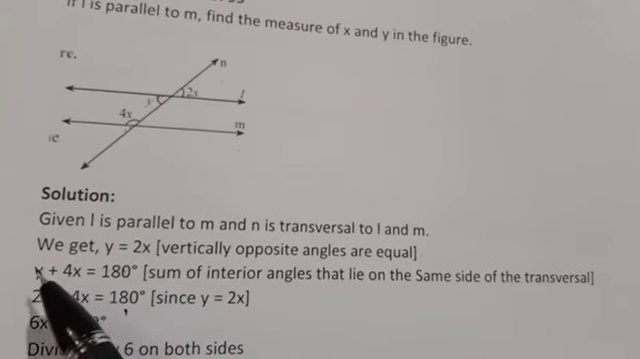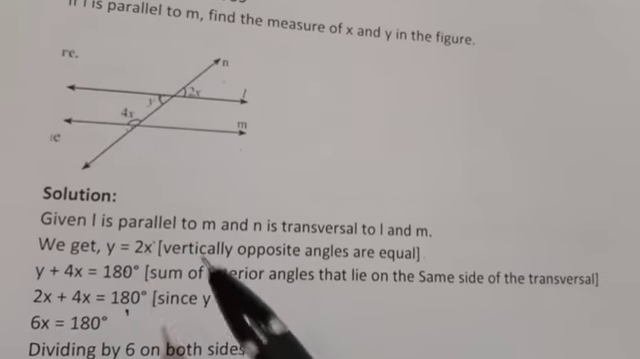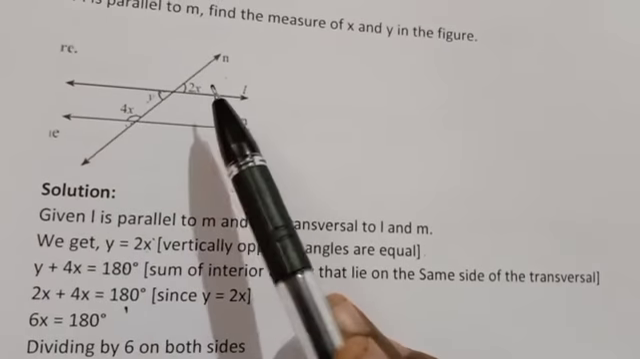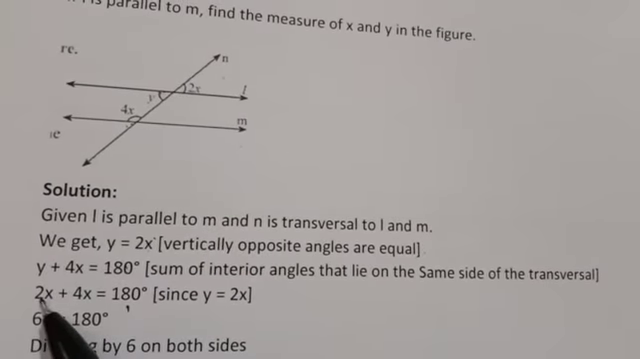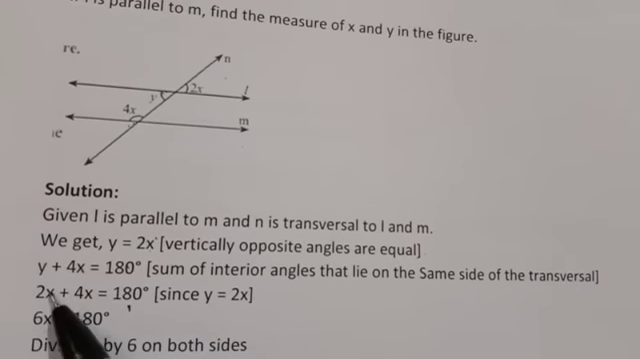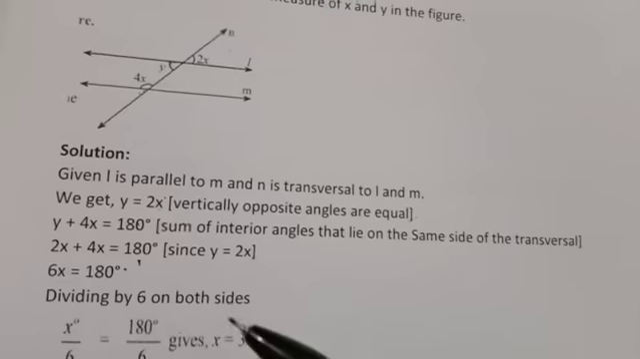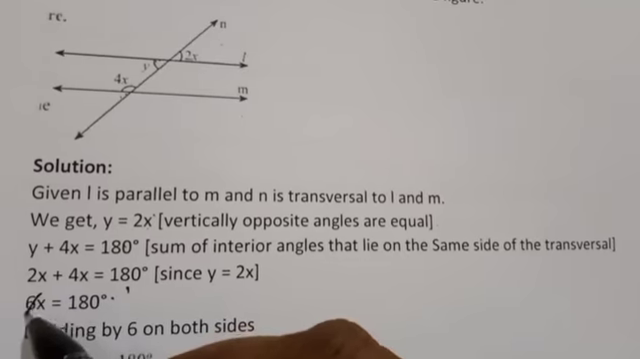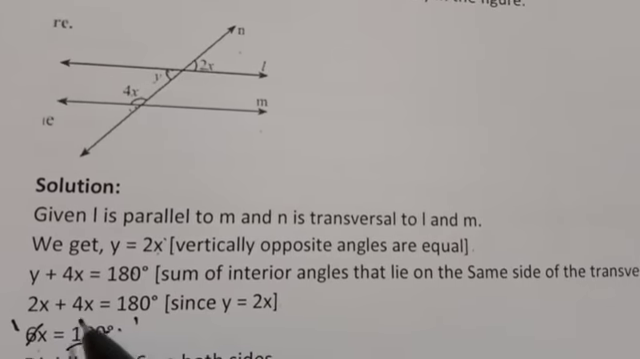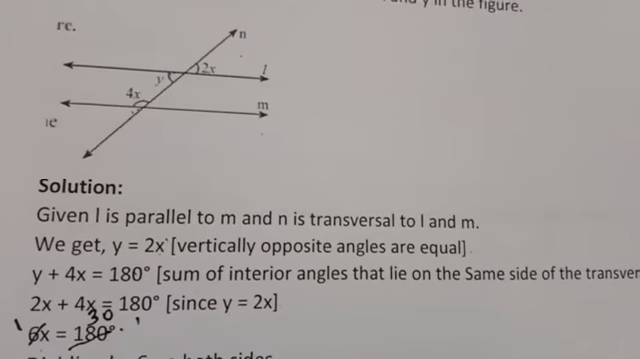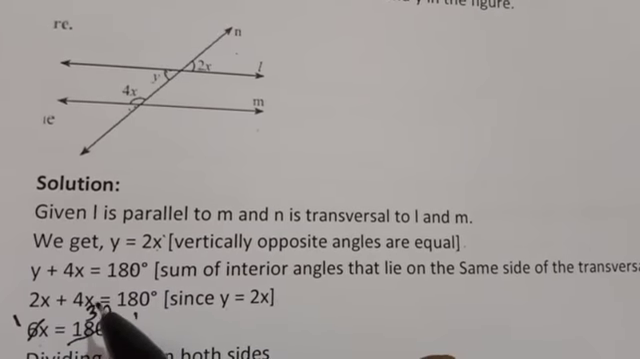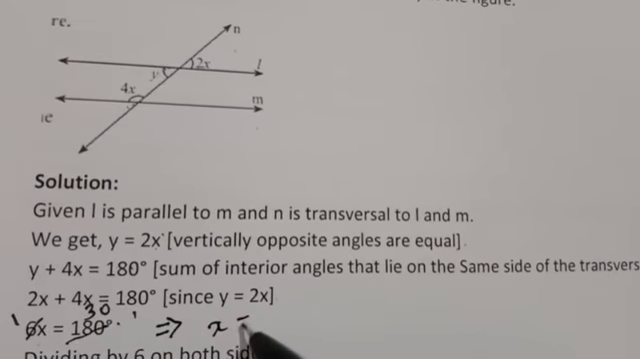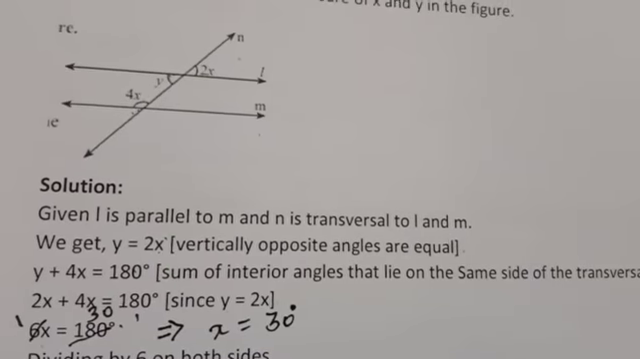So instead of y you substitute 2x, because in the first result we found y is equal to 2x. Now 2x plus 4x, you add the coefficients: 2 plus 4 is 6. So 6x is equal to 180 degrees. Now cancel: 1 six is 6, 3 sixes are 18, and this 0 you write. So x is equal to 30 degrees.